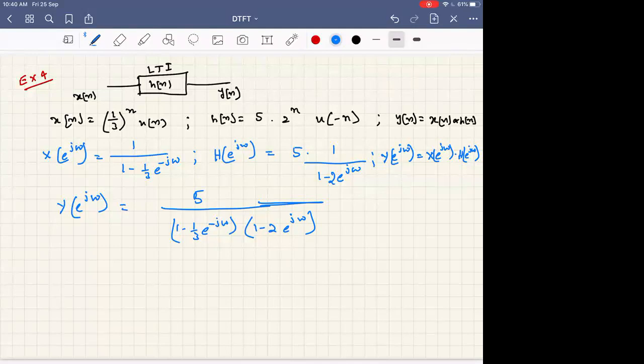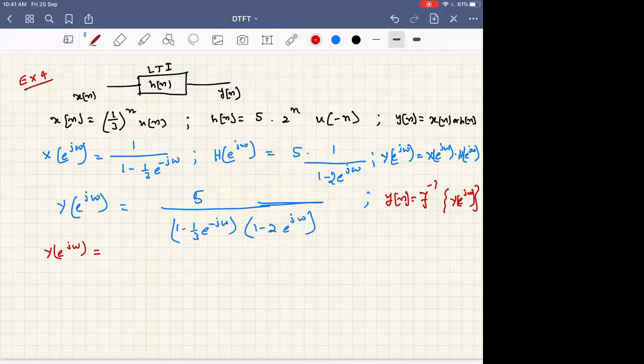If I want to do the inverse Fourier transform now, what I finally want to find is y of n. But how do I get y of n? Through the inverse Fourier transform of y of e power j omega. Correct or not? So I need to find the inverse Fourier transform. How do I find it in this case? Any other student? By partial fraction. Yes, we have to use partial fractions.